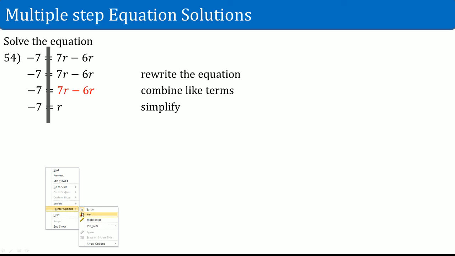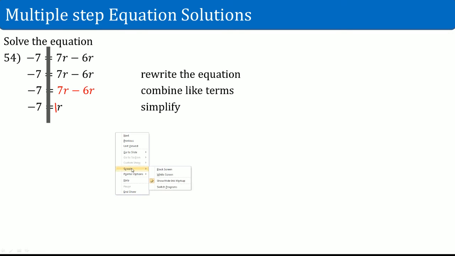Because sometimes you see this 7 minus 6 just becomes 1, but do we ever write that 1? No. Okay? So r is basically alone, because anything times 1 is itself.